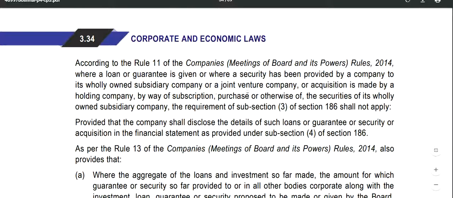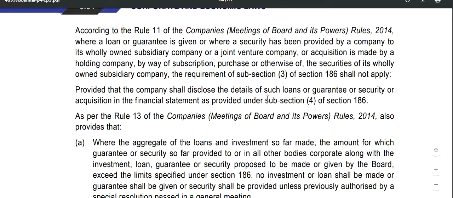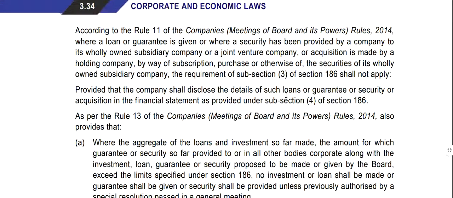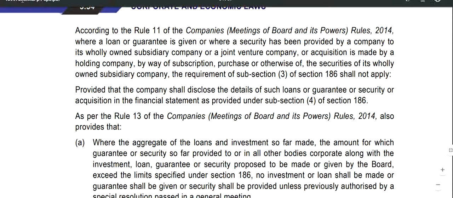According to Rule 11 of the Companies Rules, where a loan or guarantee is given, or security is provided by a company to its wholly owned subsidiary or a joint venture company, or an acquisition is made by a holding company by way of subscription, purchase, or otherwise of the securities of its wholly owned subsidiary company, the requirement of subsection 3 of Section 186 shall not apply, provided that the company discloses the details of such loans, guarantee, security or acquisition in the financial statement as provided under subsection 4 of Section 186.